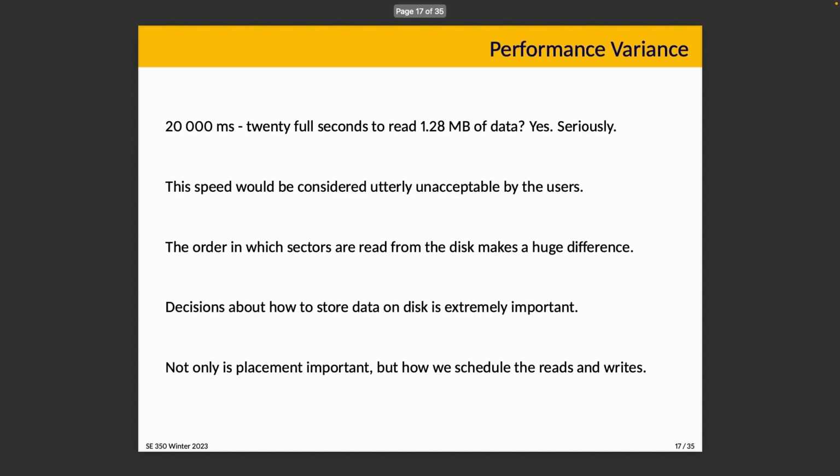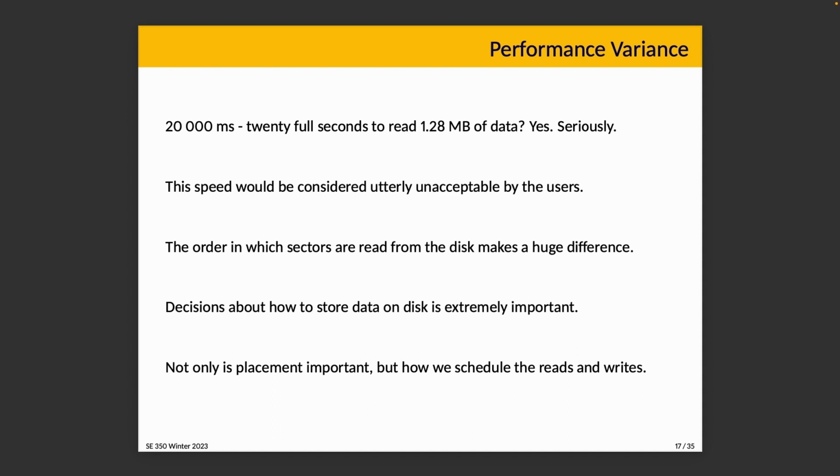Okay, seriously. It would take 20 full seconds to read 1.28 megabytes of data if it were completely randomly distributed across the hard drive. That's not okay. We would not consider that acceptable performance for our system. We would find that extremely frustrating, and we would find it to be a system that we couldn't use, right? As much as we might like the computer, we would just say, look, it's too painful. This isn't working.